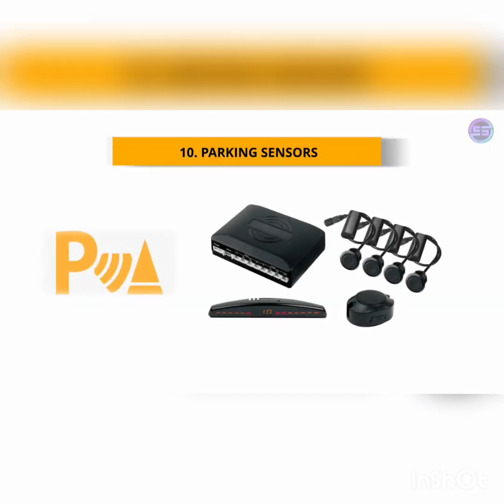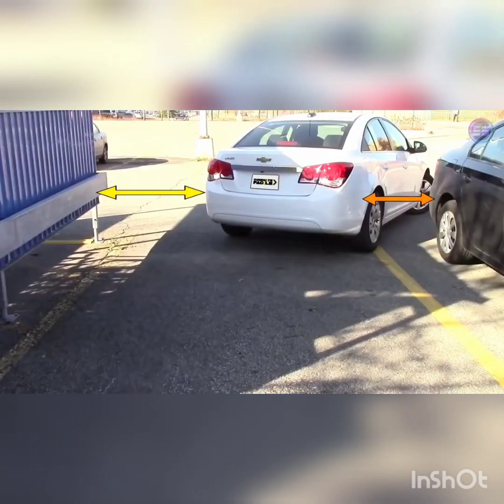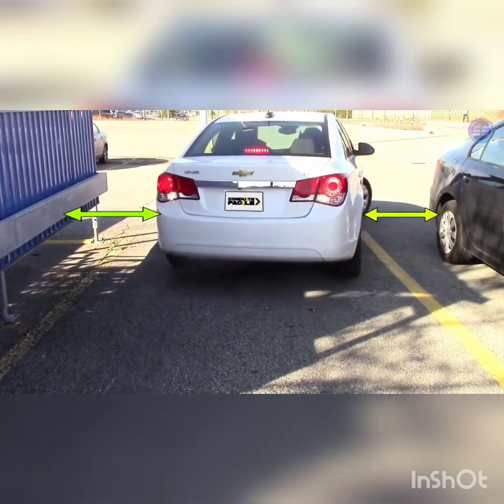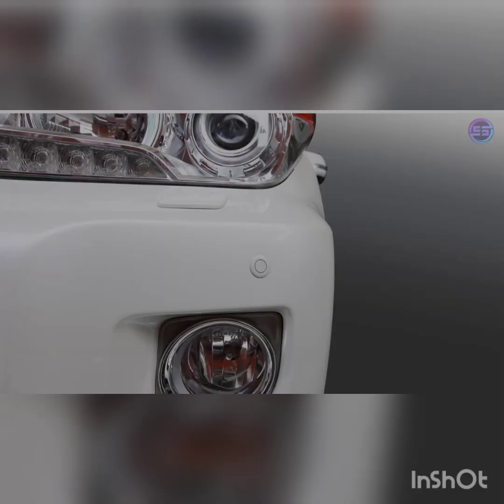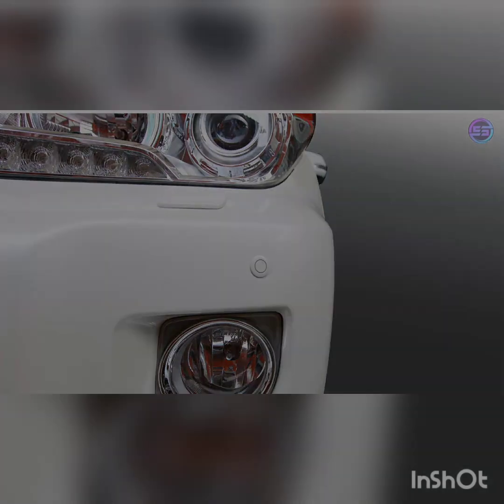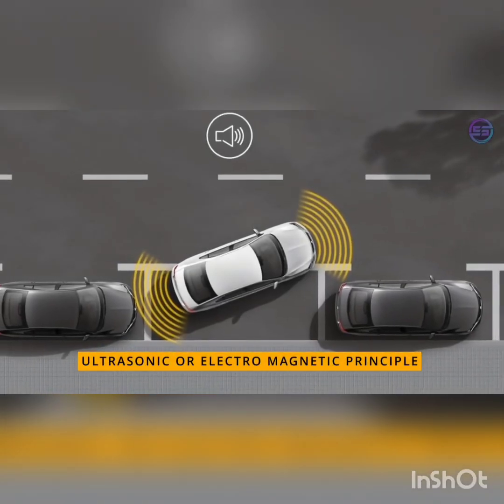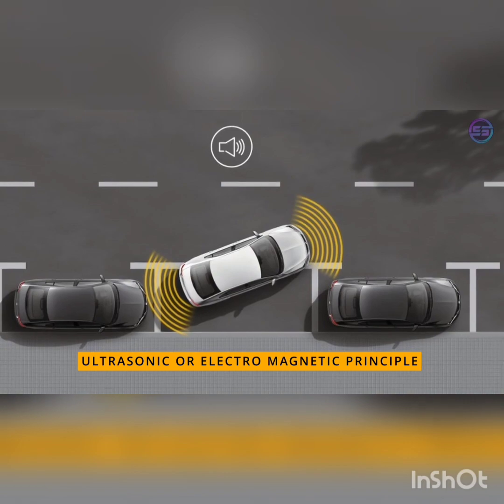Number 10. Parking sensors. Parking sensors are proximity sensors for vehicles designed to alert the driver of obstacles while parking. They are located in the back bumper and also in the front bumper of some vehicles. These sensors work on either the ultrasonic or electromagnetic principle.